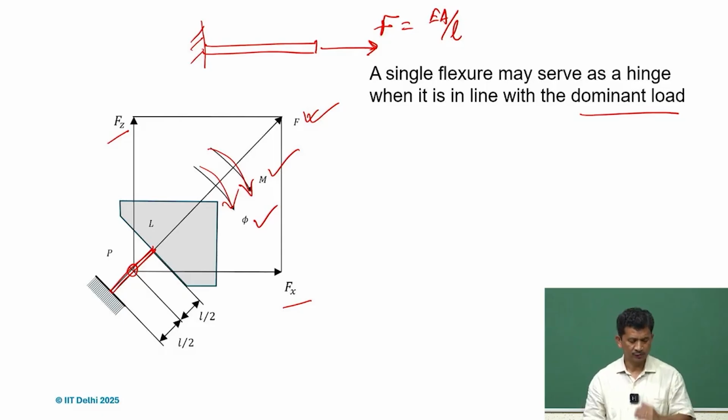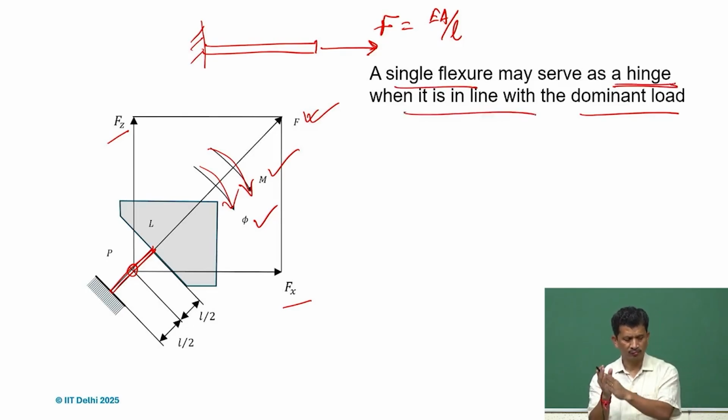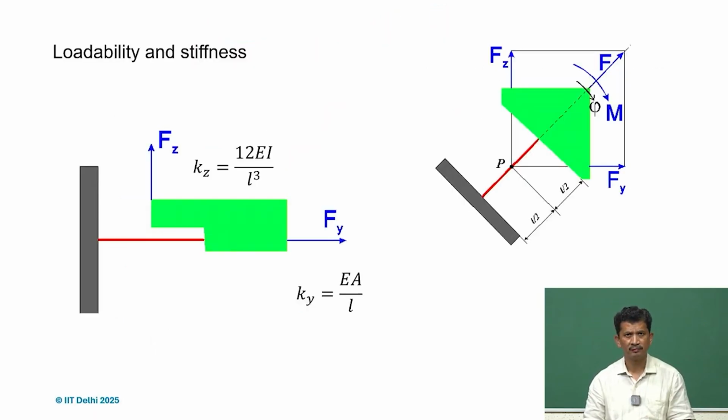We can just orient the sheet flexure, or this kind of flexure element, the cantilever kind of thing, along that. So that's why it's saying here a single flexure may serve as a hinge when it is in line with the dominant load. So we know the dominant load, and then we can align, and for any kind of bending moment, it will be pivoted at point P. So we can get a very good hinge. So this is the case we are talking about.